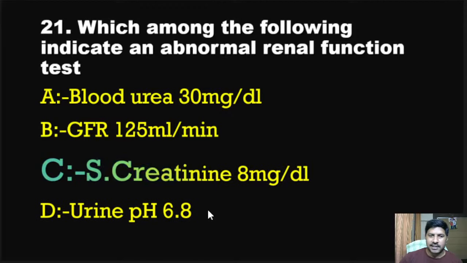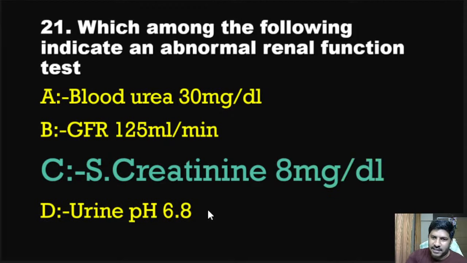The correct answer here is option C, creatinine 8 mg per deciliter. So can you comment what is the normal value of serum creatinine? Anybody can comment? Blood urea nitrogen, 15 to 30 is the normal range. Glomerular filtration rate of 100 to 130 milliliter per minute is considered normal. And urine pH 6.8 is also considered normal.